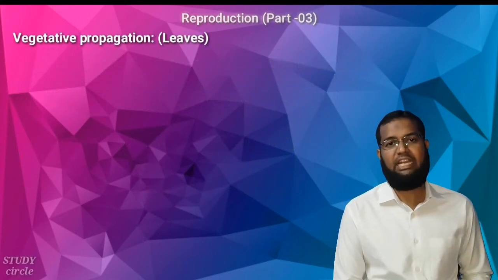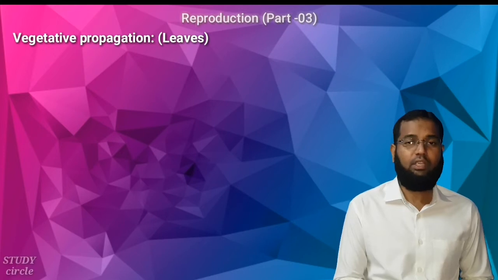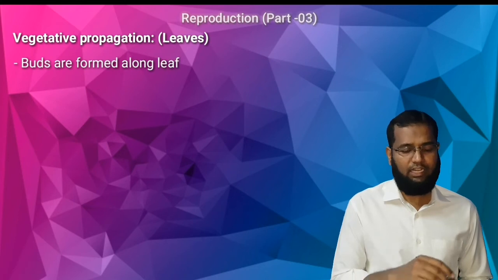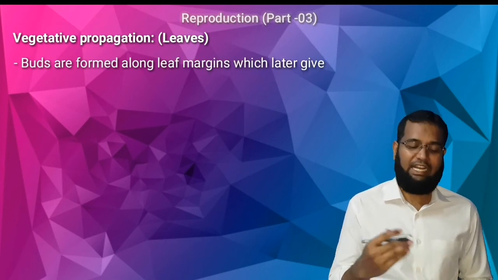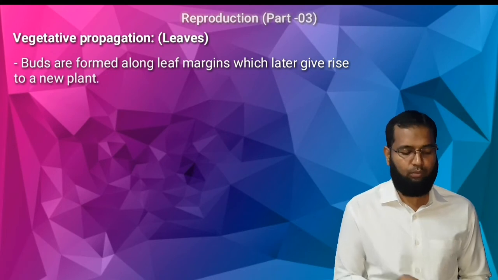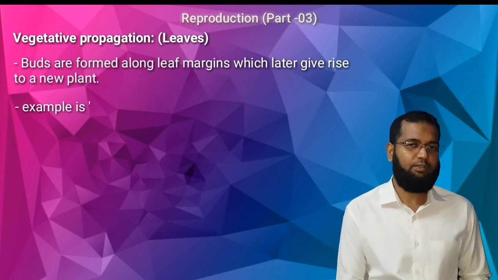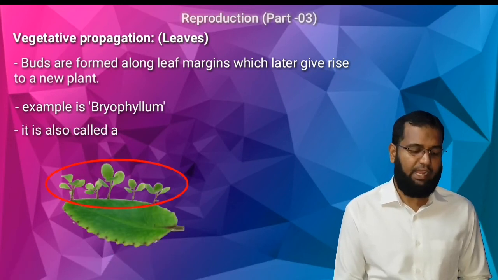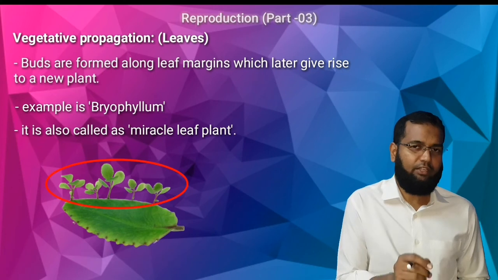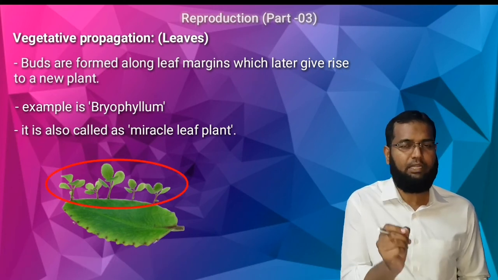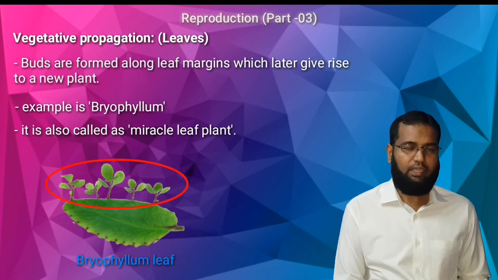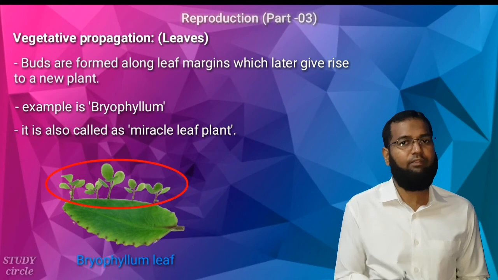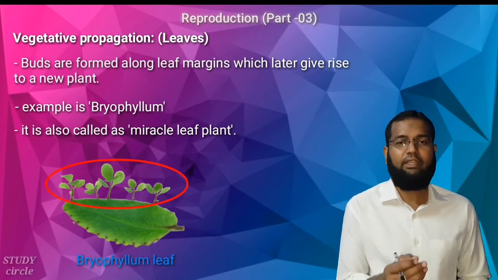Vegetative propagation by leaves. In this type of vegetative propagation, buds are formed along the leaf margins, which later give rise to a new plant. One such plant is Bryophyllum. It is also called the miracle leaf plant. If you see the edges of this leaf, you will find small buds present. In certain conditions, when this bud falls into soil, or when you take the bud and place it into the soil, it turns into a new plant.